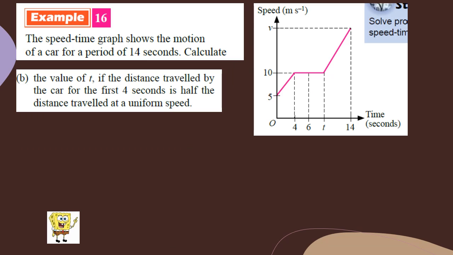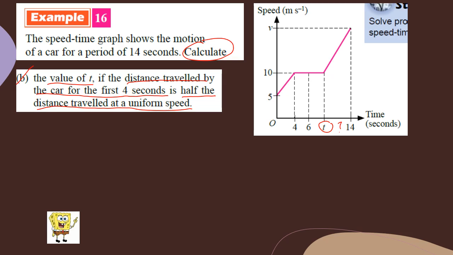Okay, now we go to B. Calculate the value of t. Where is t? Over here. If the distance traveled by the car for the first 4 seconds is half of the distance traveled at a uniform speed. So you can see there is a relationship here, and there must be an equation so that you can find what is your t.